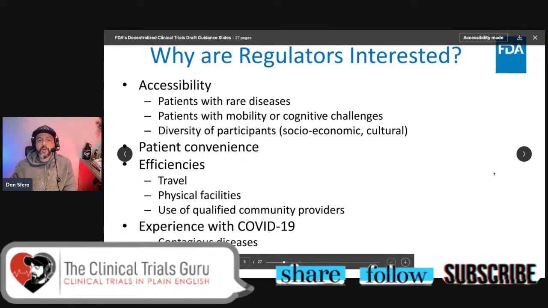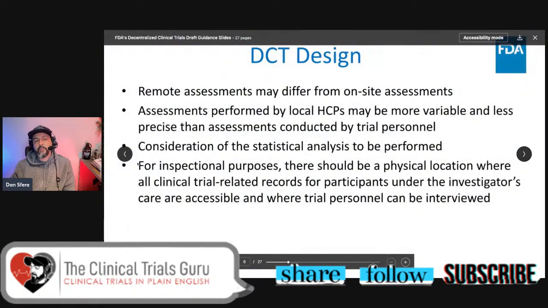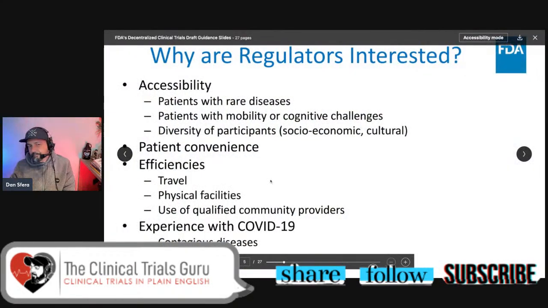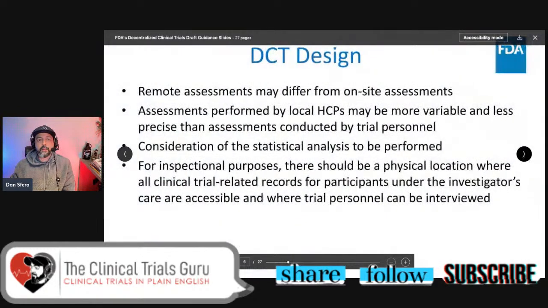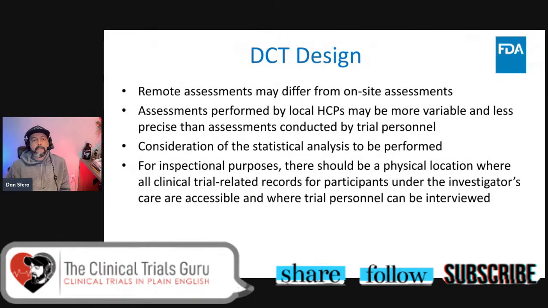Experience with COVID-19, contagious diseases. So, if another pandemic were to hit, DCT would obviously make sense. It's correct. Remote assessments may differ from on-site assessments. Assessments performed by local healthcare providers may be more variable and less precise than assessments conducted by trial personnel.